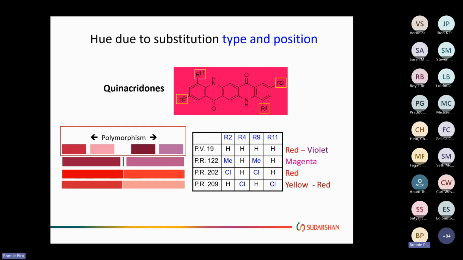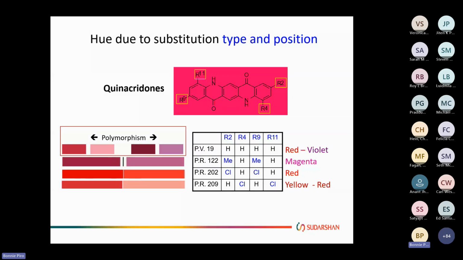As far as the quinacridone family itself, a couple things to consider. We have a basic backbone structure with options to make substitutions on four of the positionings. And it's this choice of the type and position of these substitutions that dictate what that particular quinacridone will look like in terms of hue as well as performance properties.